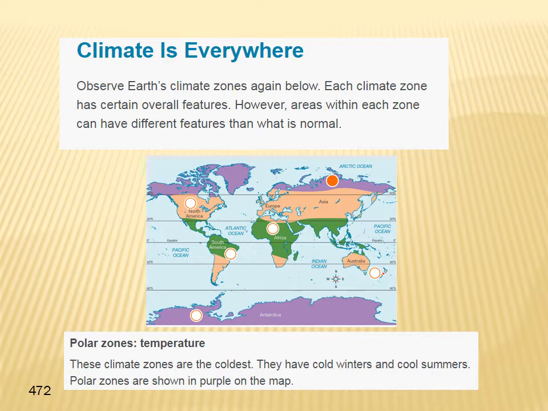Polar zones. These climate zones are the coldest. They have cold winters and cool summers. Polar zones are shown in purple on the map. Do you see the purple color? These are the polar zones.